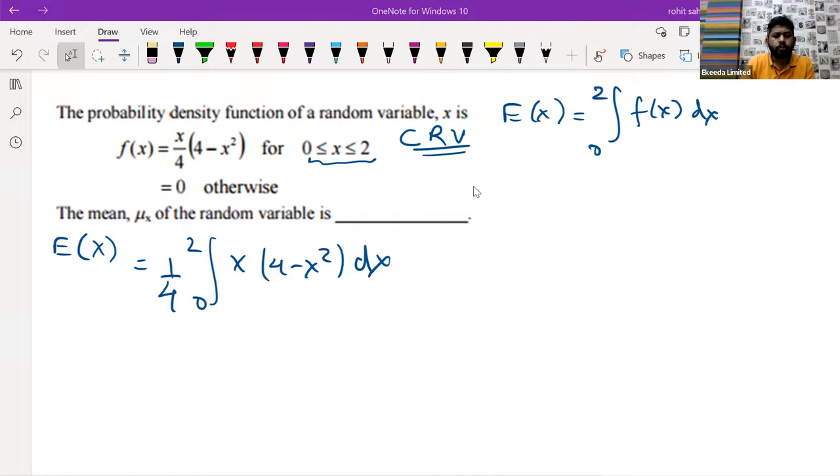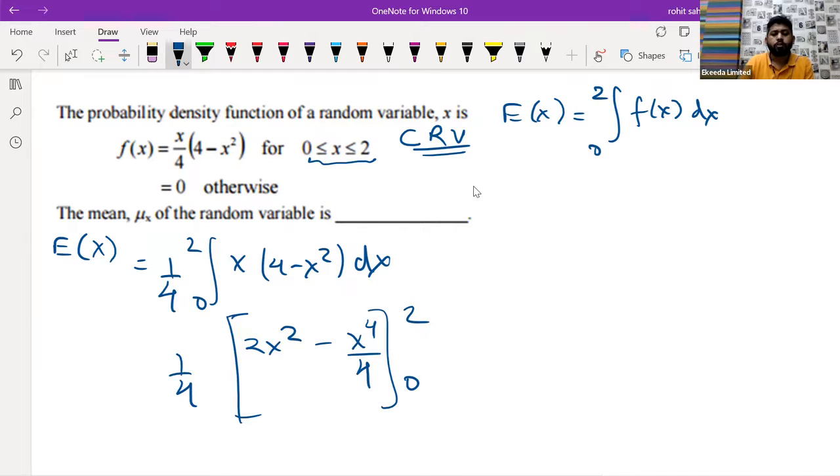So the integration of 4x is 2x square, and 4 is outside, minus x cube integrates to x power 4 by 4, and this 1 by 4 is outside. Put in 0 to 2. So at 0 everything is 0, at 2 this is 8 minus, let me do it properly, 4x gives 2x square, x cube gives x power 4 by 4. Okay. And putting 2 gives -16, and -16 by 4, so that's -4.